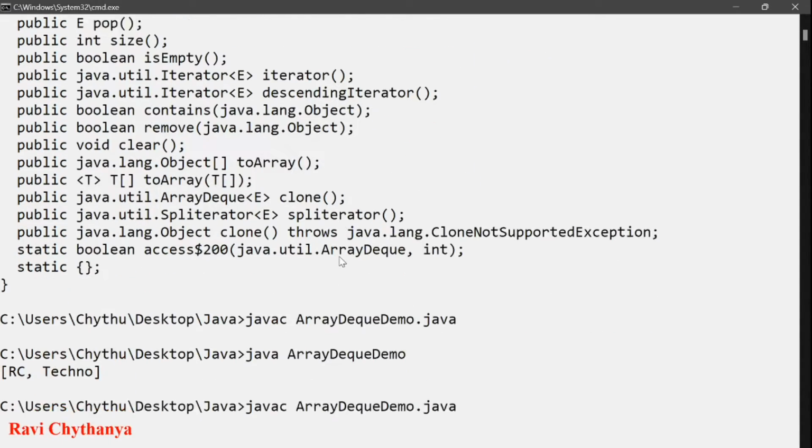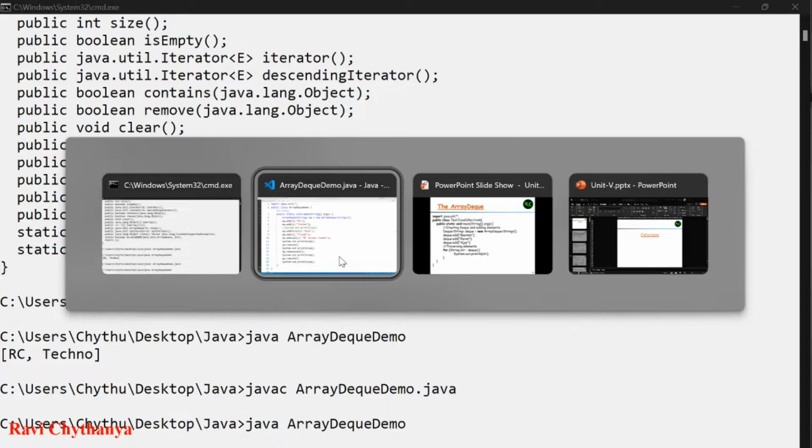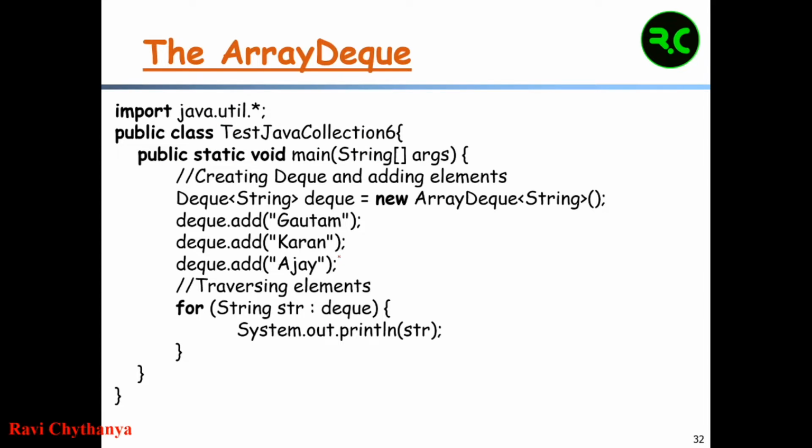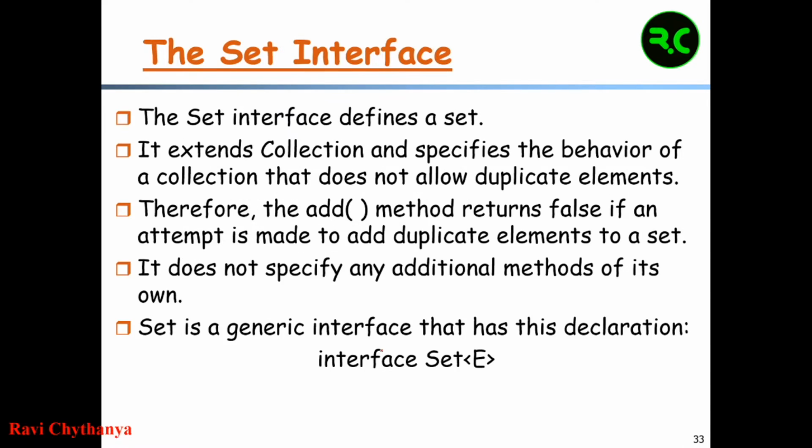Okay, so this is what exactly ArrayDeque is. Here I got Gautam, Karan, Ajay, and I'm traversing the elements using a for-each loop, and I'm printing the elements. That's it. Nothing more than this regarding ArrayDeque. And the next one is the Set interface.